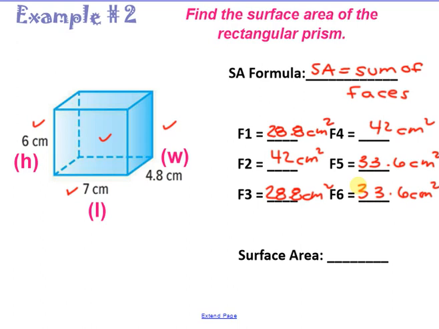Excuse me. So 28.8 plus 42 plus 28.8 plus 42 plus 33.6 plus 33.6. And that's going to give us a total of 208.8 centimeters squared.